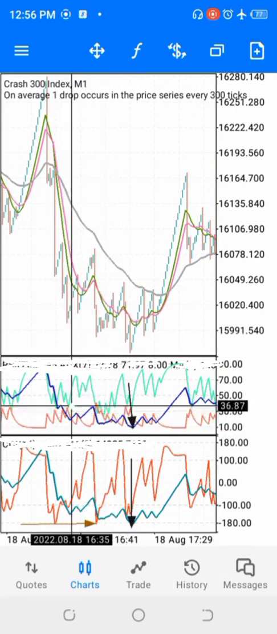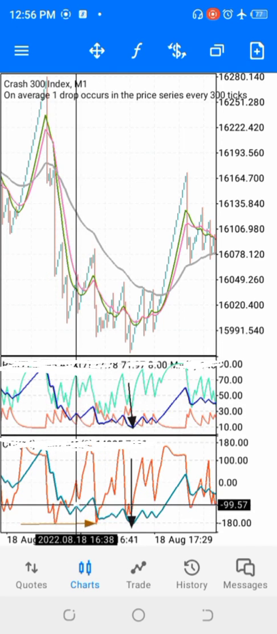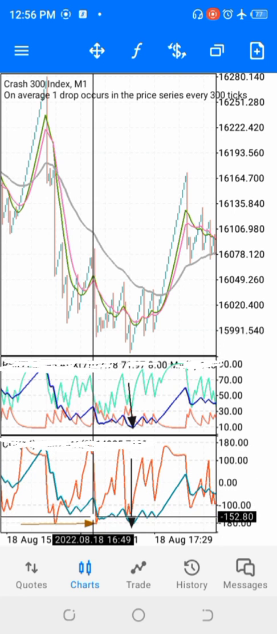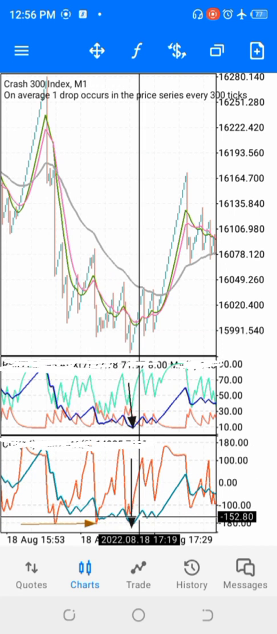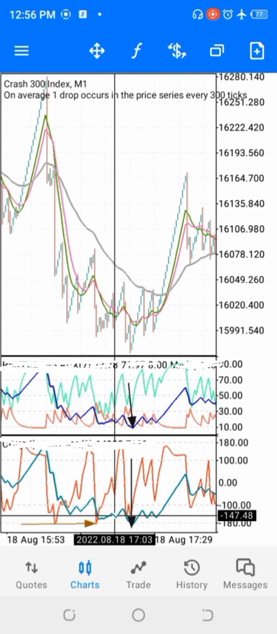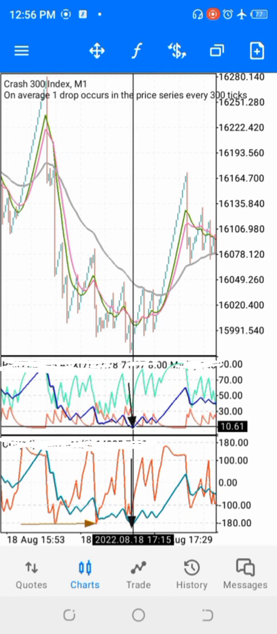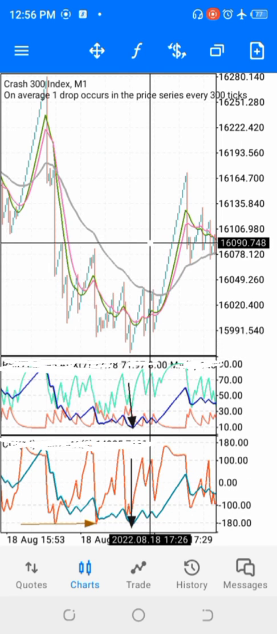Now, this is another one. If you notice here, the CCI touches 80, but the moving average didn't touch 80. That's because here too it didn't touch 10. So this is the point where it touches 10. So that's where you're going to take your trade for the build up.